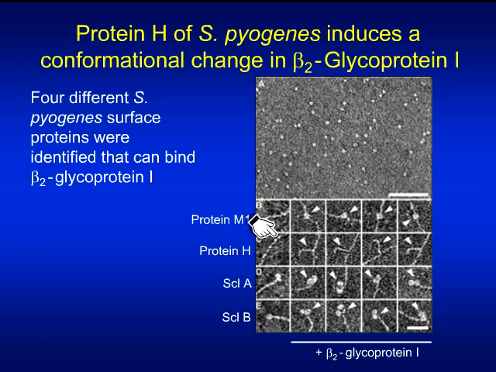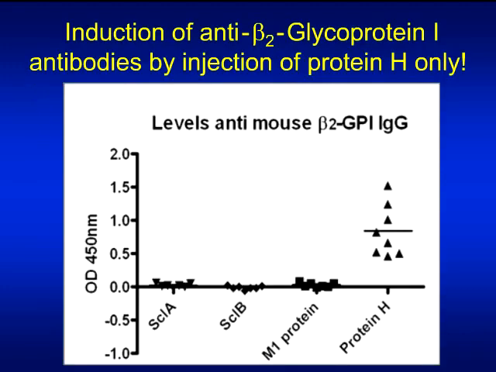But if you take protein H, which on its own is also a long stretched molecule, and it interacts with beta 2-glycoprotein 1, you see that it opens up and you have this open structure, while if you take the other 2 proteins, it binds as a circle. So apparently, if you incubate these 4 different proteins with beta 2-glycoprotein 1, only with protein H do you see this conformational change.